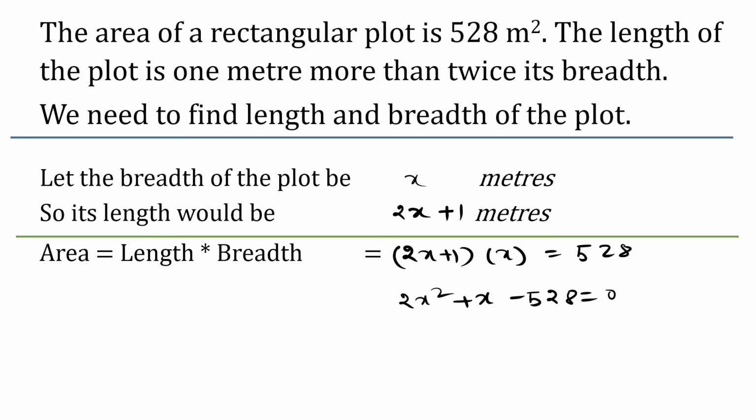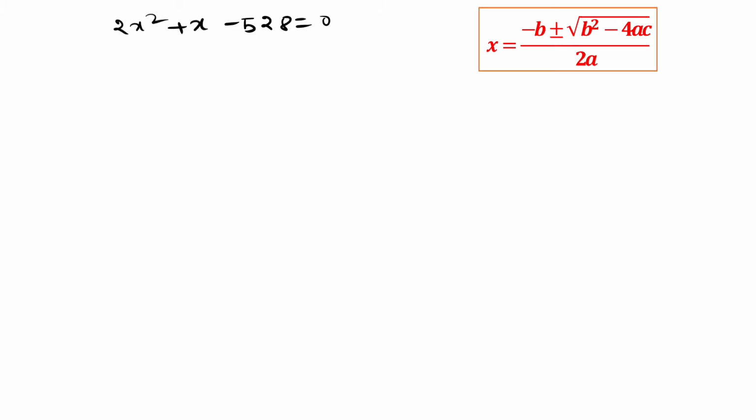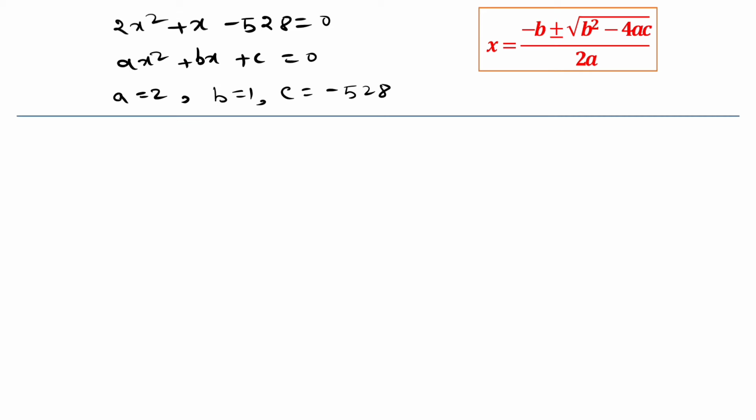Now our problem has been translated into this quadratic equation 2x square plus x minus 528 is equal to 0. What remains is to find values of x that satisfy this equation. So we will use the quadratic formula here. Comparing with the standard quadratic ax square plus bx plus c is equal to 0, we find that a is 2, b is 1 and the coefficient c is minus 528. Remember, we always have to take the coefficient along with the sign.